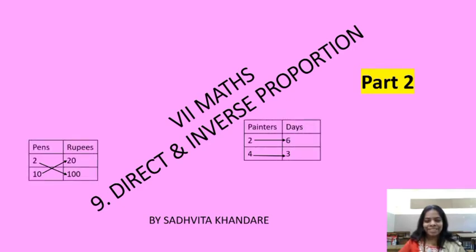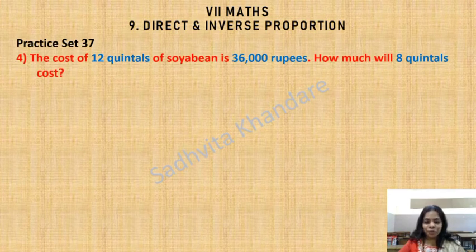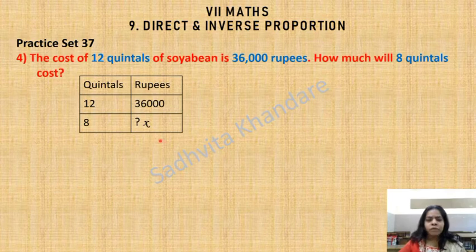See our examples. Now let us move to question number 4 of practice set 37. The cost of 12 quintals of soya bean is 36,000 rupees. How much will 8 quintals cost? As usual, we are making the table, quintals and rupees, which is the information given to us. So, for 12 quintals, 36,000 rupees, and for 8 quintals, question mark. In place of the question mark, we have written X because that is the unknown quantity.